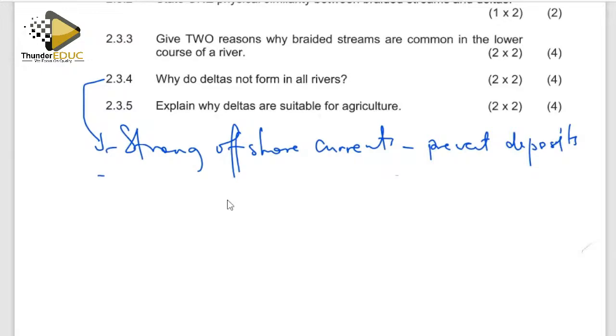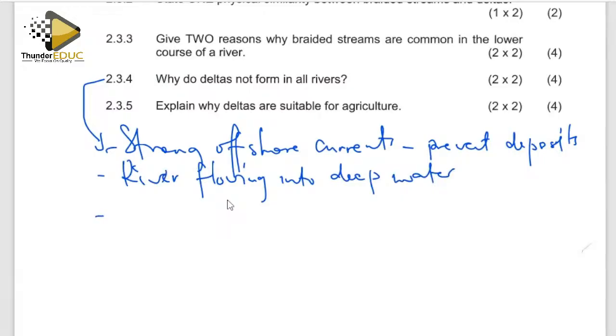And also the other reason is river flowing into deep water. For a delta to form, the river must be flowing into a mouth which is at almost the same altitude as the river that is feeding into it, such that there is effective deposition taking place. But if a river is flowing deeper into its mouth, then there's automatically no chance of formation of a delta, because there will be energy there for the river to discharge its load into the mouth without accumulating deposits before the mouth.